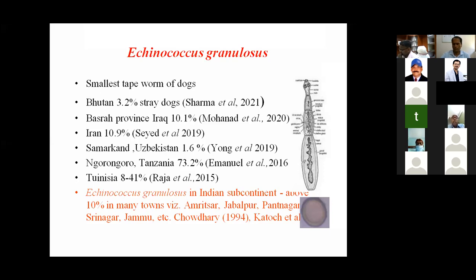But remember that more than 10% of dogs have shown Taenia in our Indian country, from different Indian states or towns. Amritsar, Jabalpur, Pantnagar, Srinagar, Jammu. Chaudhary et al. 1994 has reported more than 10% of the infection. Even in Jammu, it is more than 10%. In Palampur, it is approximately 4%, which is work I had done there.